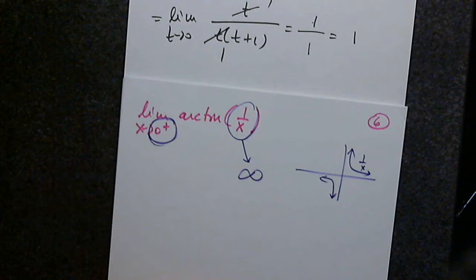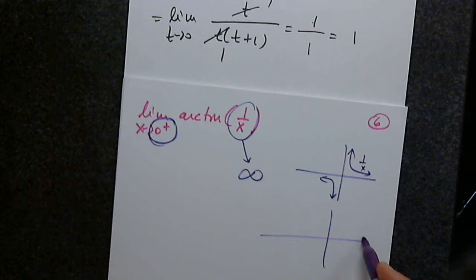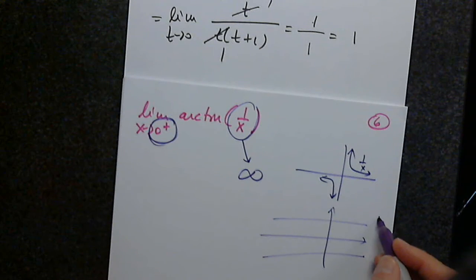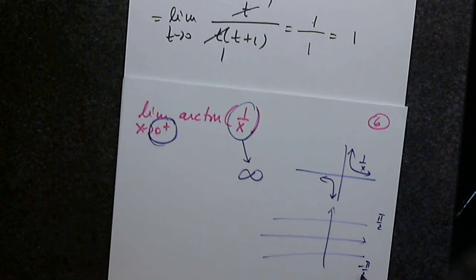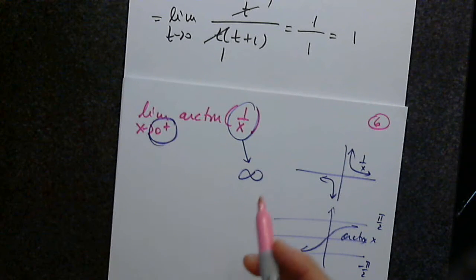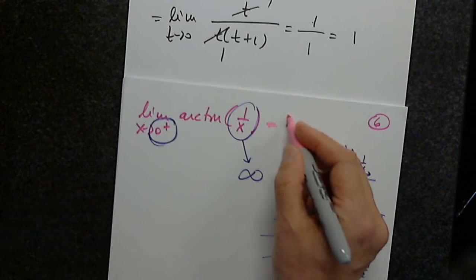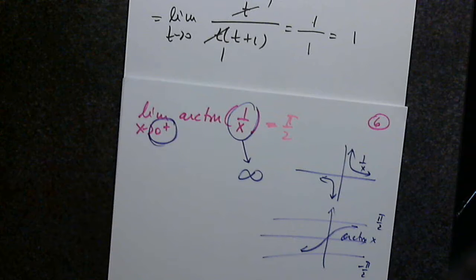Very good, positive infinity. So now we're really discussing arctangent of infinity. And again, you have to picture the graph. We graphed it several times. Please remember these graphs. They're very important. So this is arctangent x. We had this example a couple of times already. So what is the answer? Very good. Indeed, positive. Very good. Next question, please.